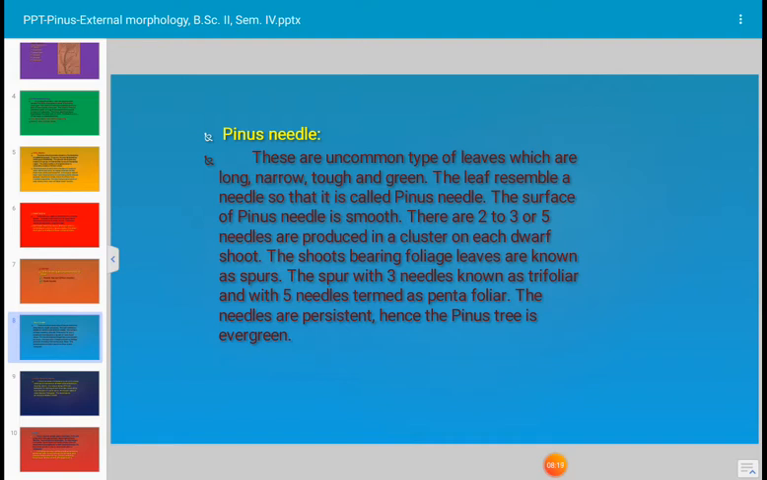The needles are persistent. The needle-like leaves are persistent. Hence, the pinus tree is evergreen.